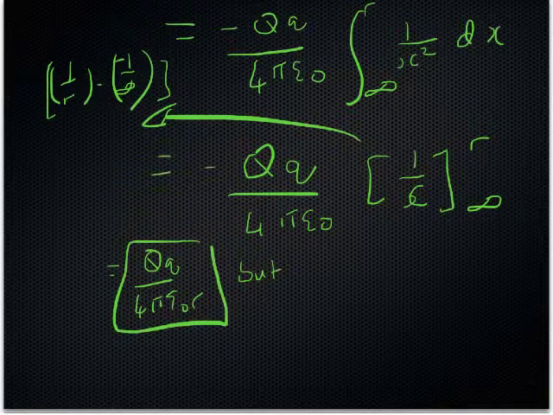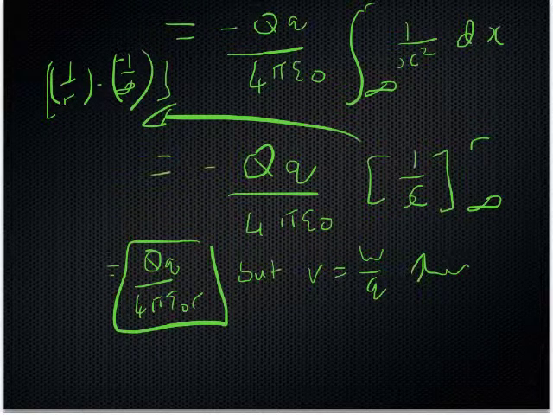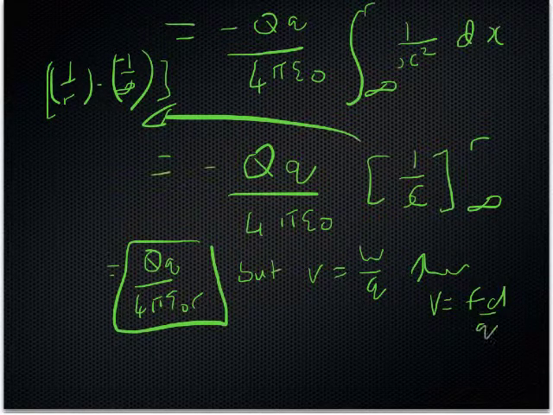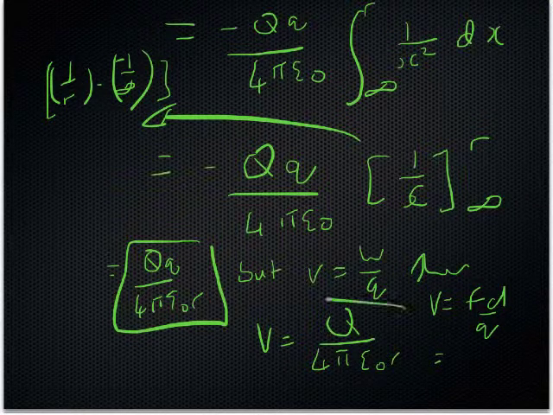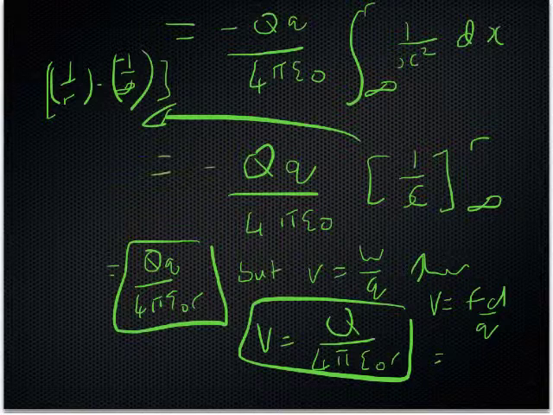But since V equals W over q, then V equals Fd over q. Putting in all the terms, you essentially get V equals Q over 4 pi epsilon naught r. Okay, a very complicated way of getting that.